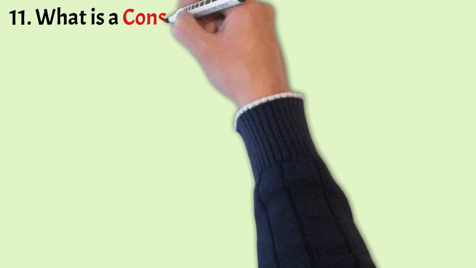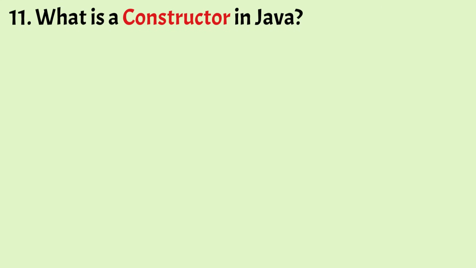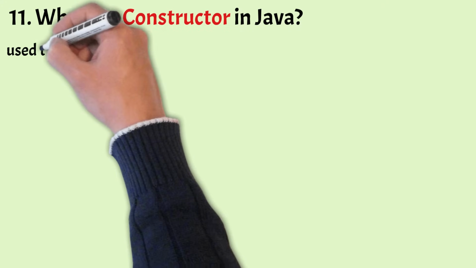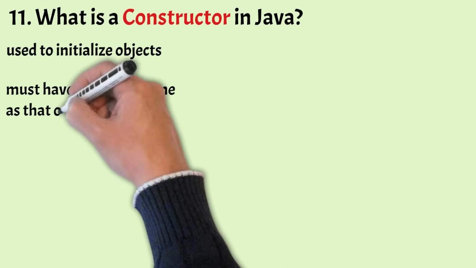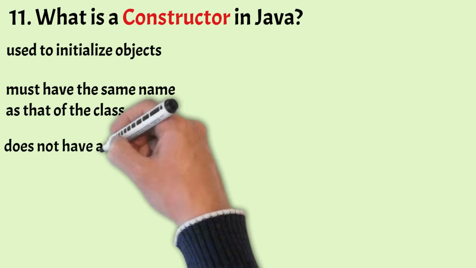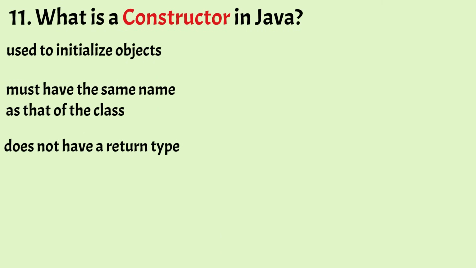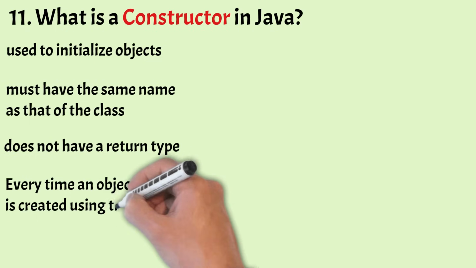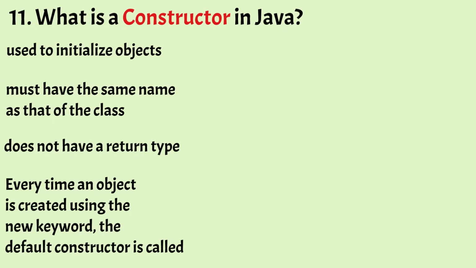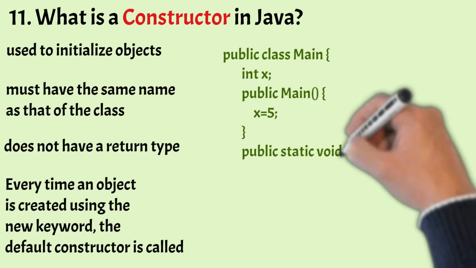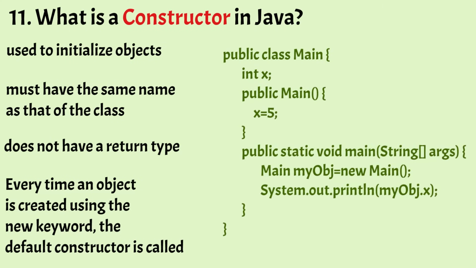Alright, so coming to the next one. What is a constructor in Java? A constructor in Java is a special method that is used to initialize an object. A constructor must have the same name as that of the class and doesn't have a return type. And every time an object is created using the new keyword, the default constructor is called. Now let's have an example of a constructor. In this example, you can see the moment we create an object, it will automatically call the constructor.